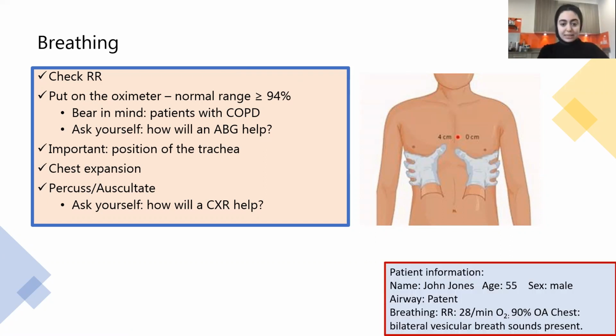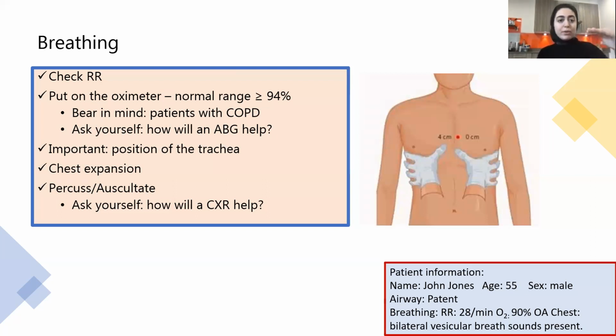In this case, the respiratory rate of our patient is 28 per minute, and the oximeter shows that the oxygen saturations are 90% on air, and chest auscultation reveals that there are bilateral vesicular breath sounds present. We've discussed the respiratory examination in our previous sessions. Bilateral vesicular breath sounds are basically normal breath sounds. This is a way that the examiner is telling you that the chest was clear.